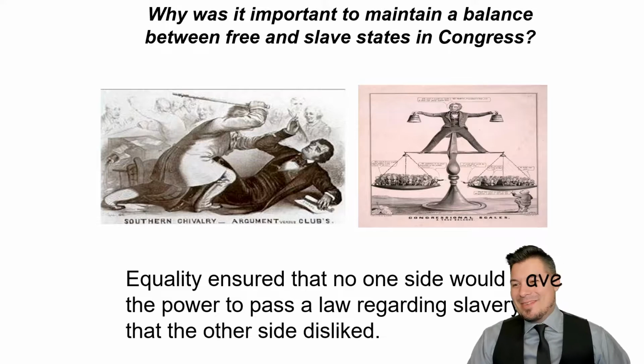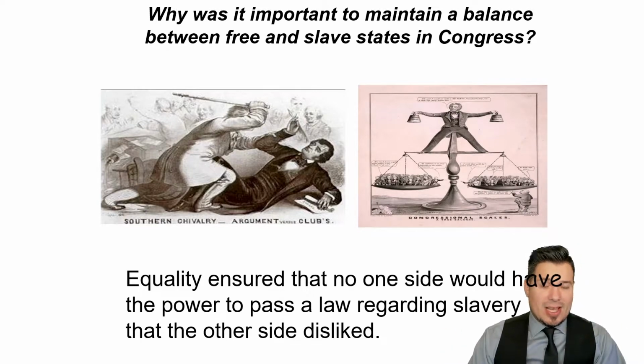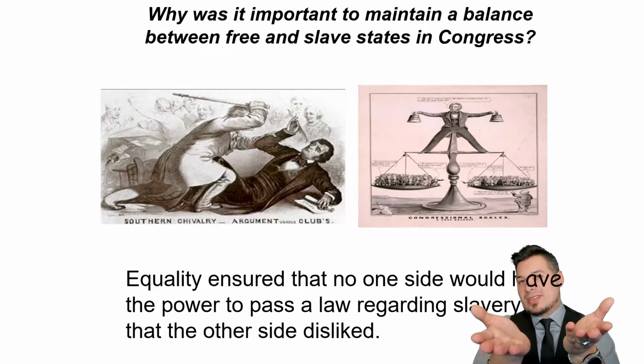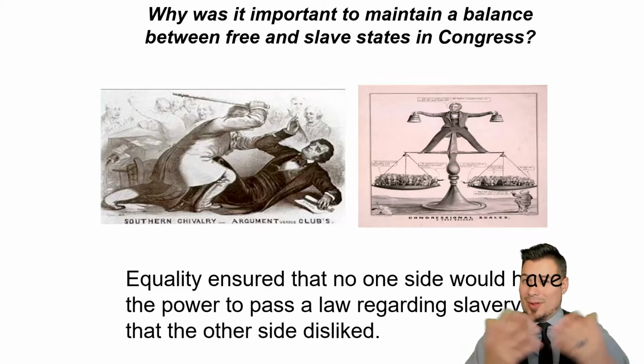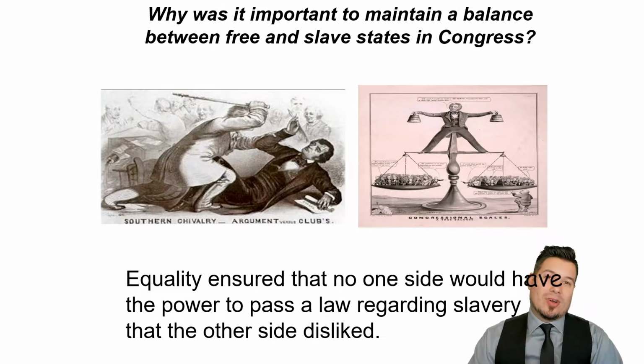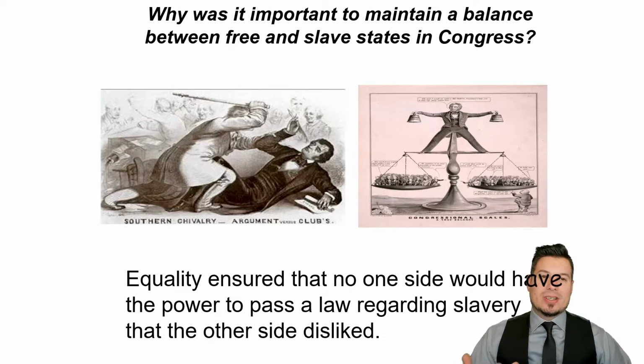You remember, equality ensured that no one side would have the power to pass a law regarding slavery that the other side disliked. They had to keep that equilibrium. If there were more southern states, they could solidify slavery anywhere in the U.S., as they'd have the majority of the votes in Congress. Vice versa, if there were more northern states, they could abolish slavery everywhere because they had the majority vote in Congress. So they had to keep it equal, and that's why we see such a huge issue going forward.